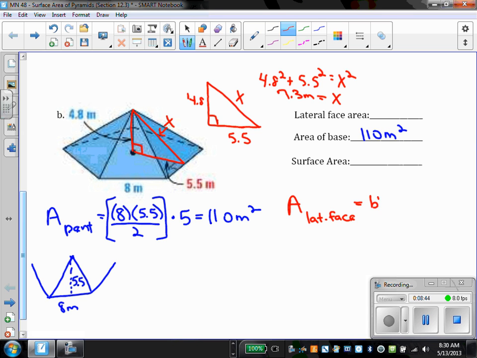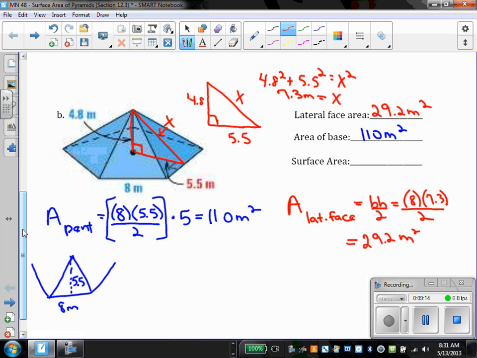So now we can find the area of one of our lateral faces, which is going to be base times height divided by 2. My base of that triangle is 8. The height we just calculated is 7.3, divided by 2. If we do that calculation, it'll give us 29.2 meters squared. So up here is 29.2 meters squared.